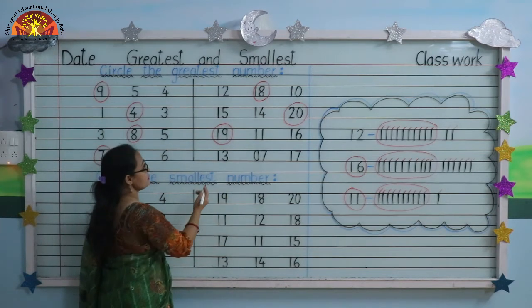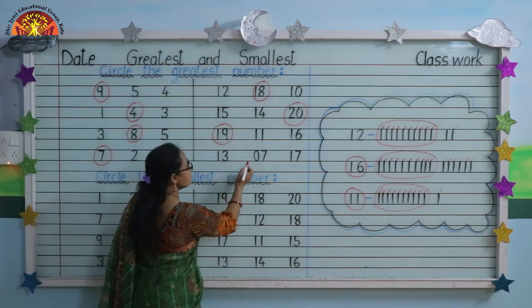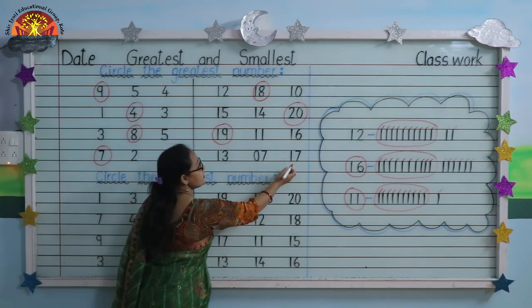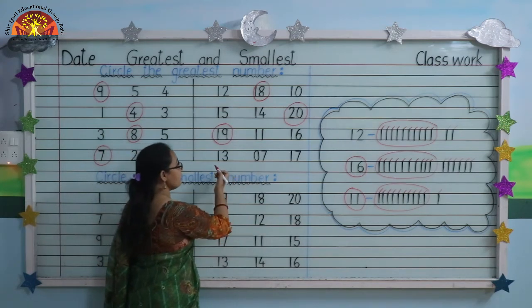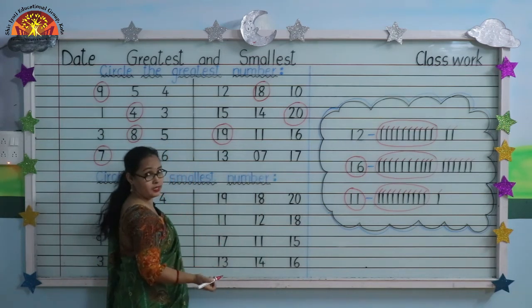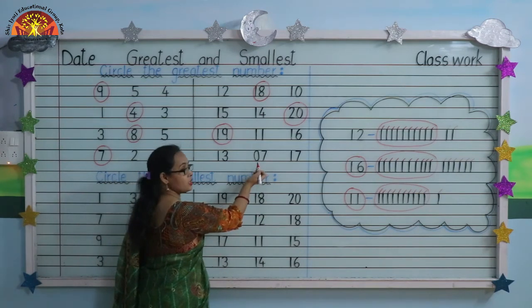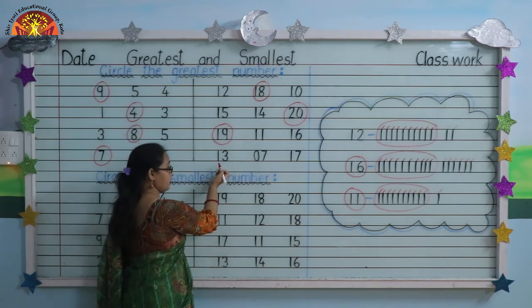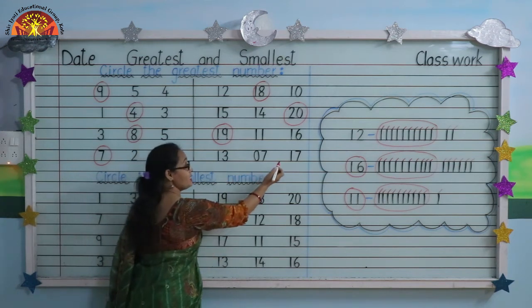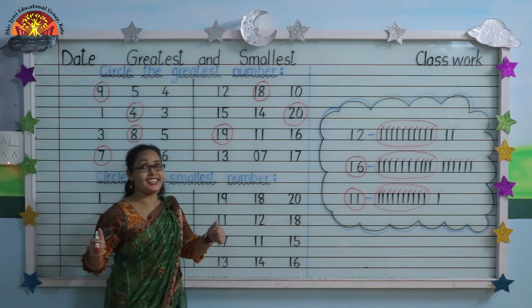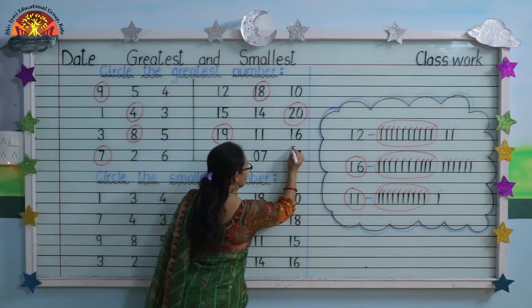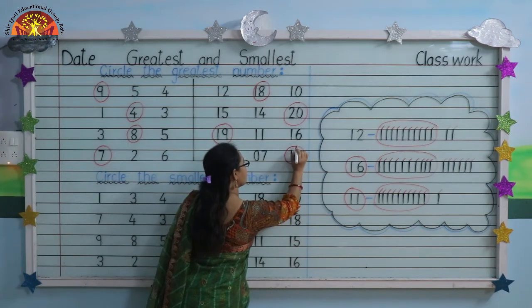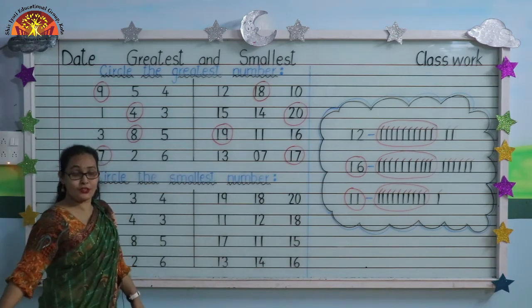Now, given numbers are 13, 7, 17. Kids, now you tell me which is the greatest number over here. Is it 7? No. Is it 13? No. Is it 17? Yes. Very good, kids. Circle the greatest number like this. Kids, move to next.